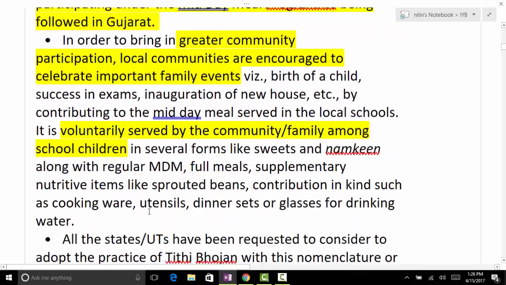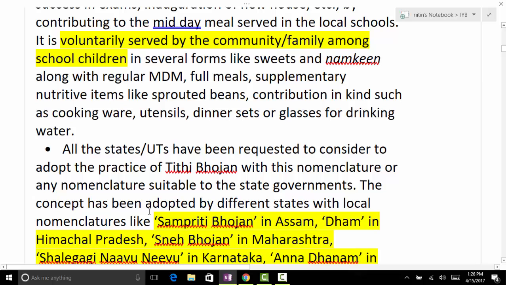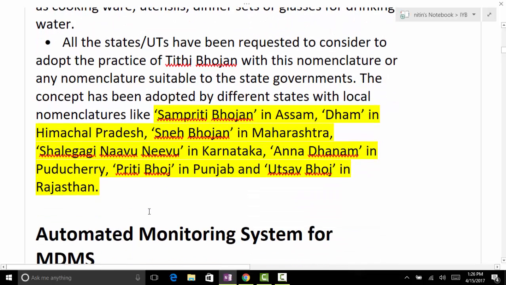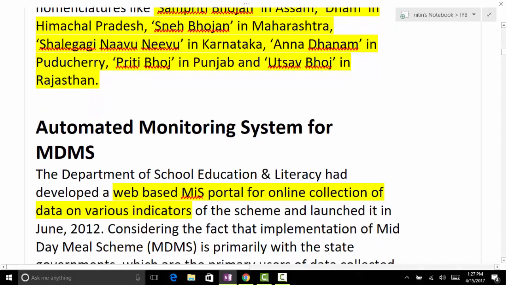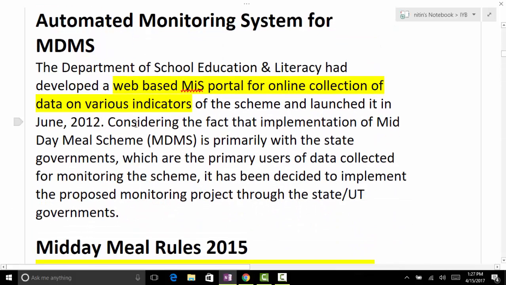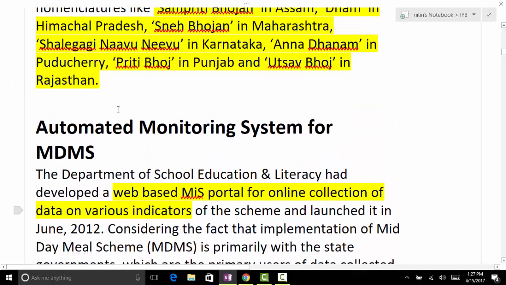Can we also mention Akshay Patra? Yes, you can mention. Tell me first what Akshay Patra is. It is a private organisation that provides midday meals. Yes, you can do that. Then the automated monitoring system of MDMS. It is not important, just go through the heading.